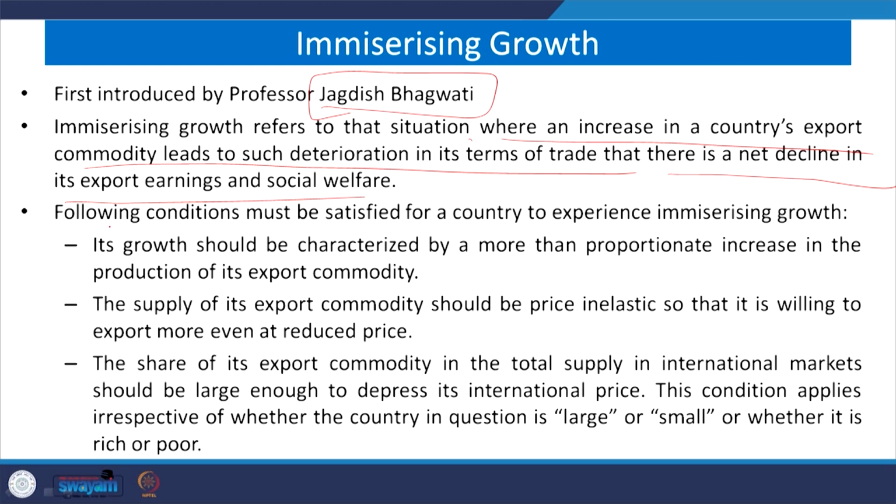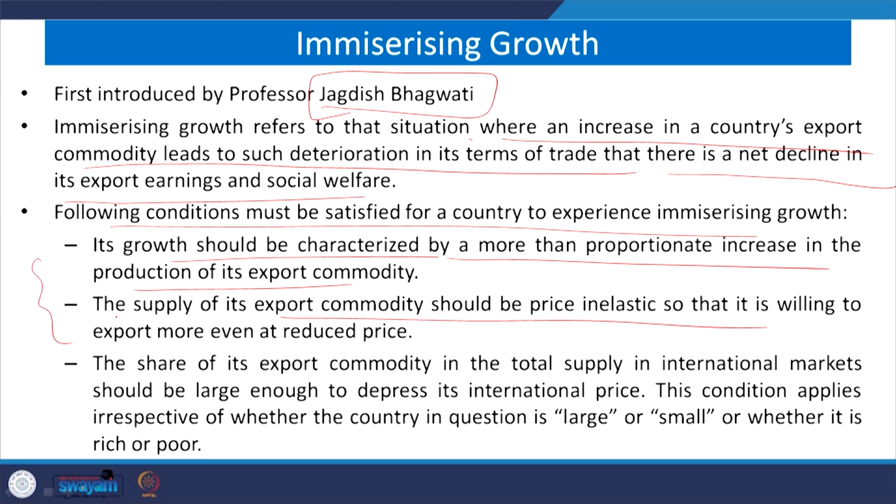The following conditions must be satisfied for a country to experience immiserising growth. The first condition is that growth should be characterized by a more than proportional increase in the production of its export commodity. The second is that the supply of the export commodity should be price inelastic, so that it is willing to export more even at a reduced price. Otherwise, if they are not willing to export more, we cannot define immiserising growth. So, these are the conditions by which this is true.